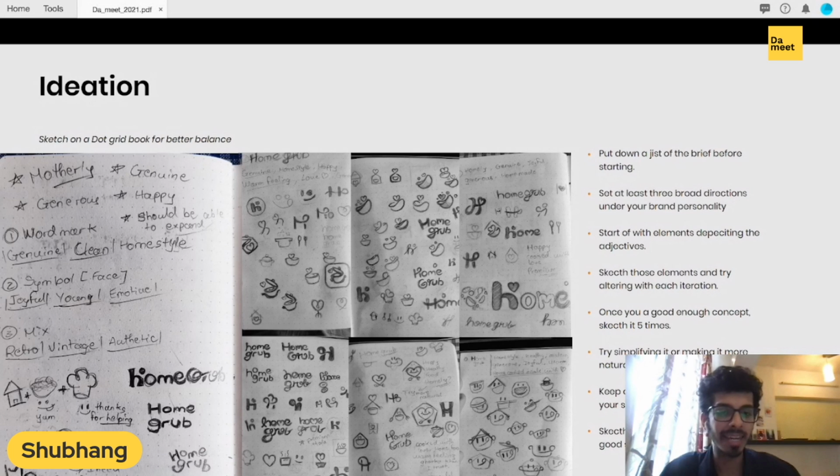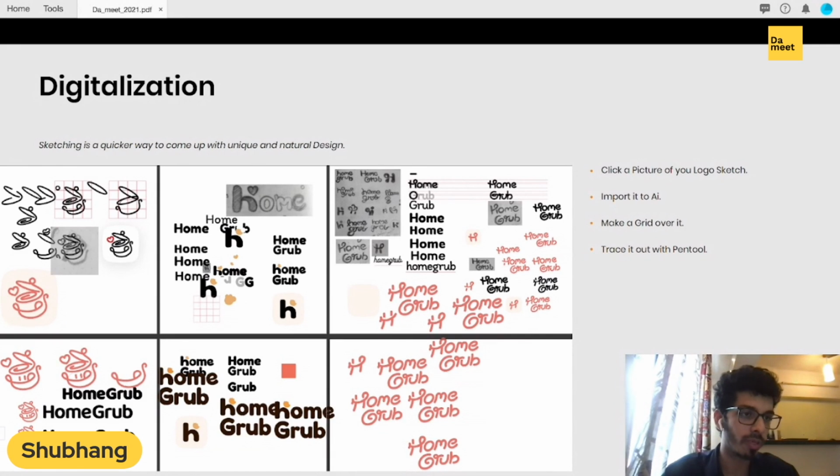And again, your sketches don't need to be great. Honestly, I am quite bad at sketching. It should just give you a quick understanding of how the logo should be, because this sketching is for you, not for the client. So once you're done with the ideation stage, you would be moving forward to the digitalization stage. And before I even go to this, I just want to understand, are there any doubts first?